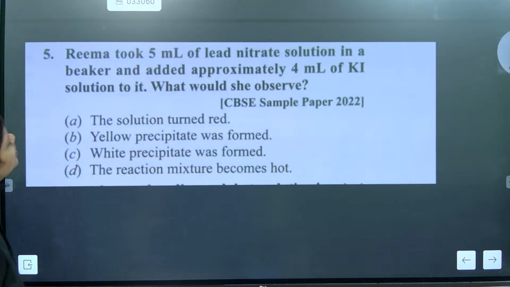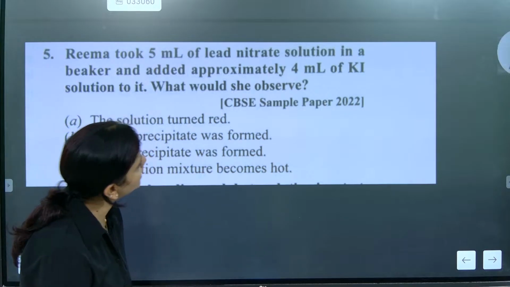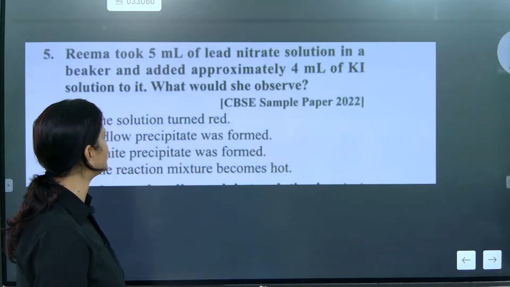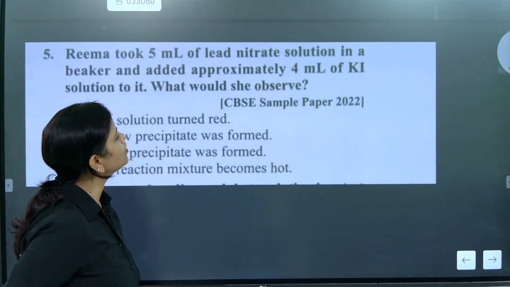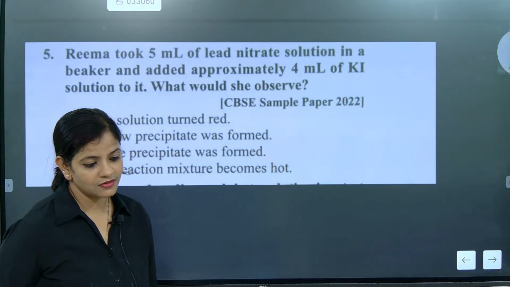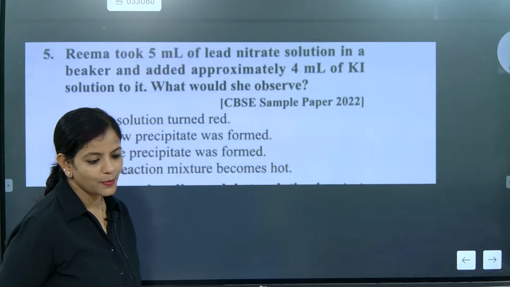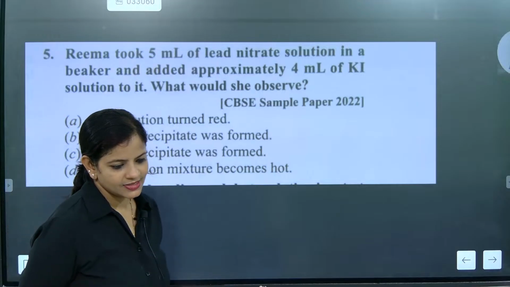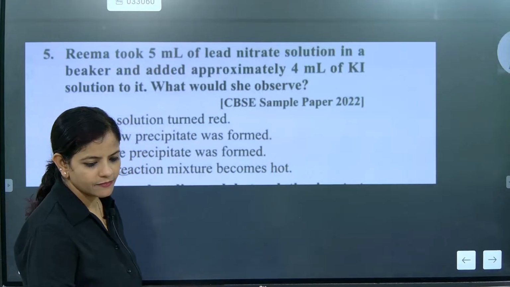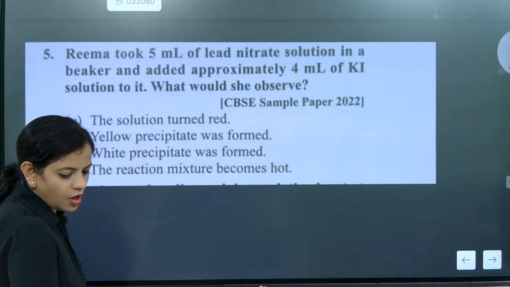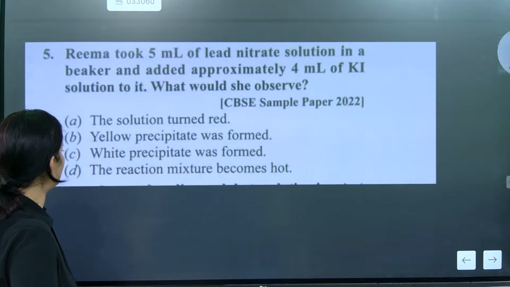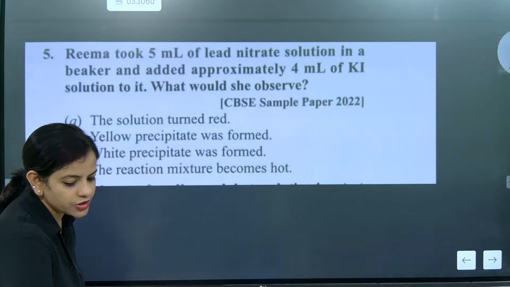Now look here: Riemann took 5 ml of lead nitrate solution in a beaker and added approximately 4 ml of potassium iodide solution to it. What would she observe? What is she observing? The observation is: the solution turned red, yellow precipitate was obtained, white precipitate was formed, or the reaction mixture becomes hot.